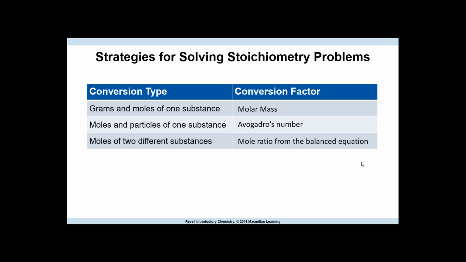All of the stoichiometry problems that we've done so far rely on just 3 types of conversions, each with its own conversion factor. So if we need to convert between grams and moles of one substance, we use the molar mass. If we need to convert between grams and particles of one substance, we use Avogadro's number. If we need to convert between 2 different substances, we use the mole ratio from the balanced equation. And pretty much this sums up everything that we're going to be doing. No matter how complicated the problems are, these are the conversions that we will always use. It will be one of these 3.